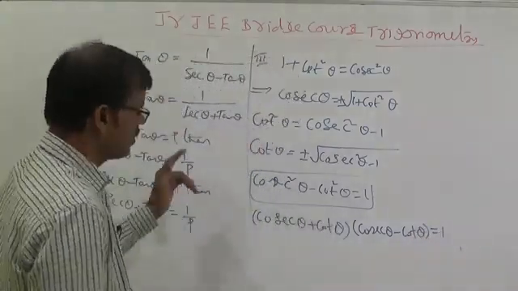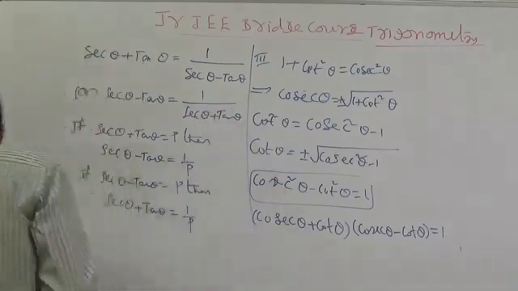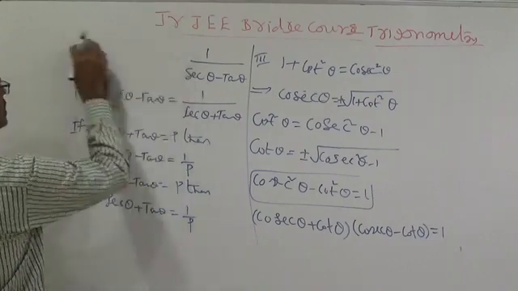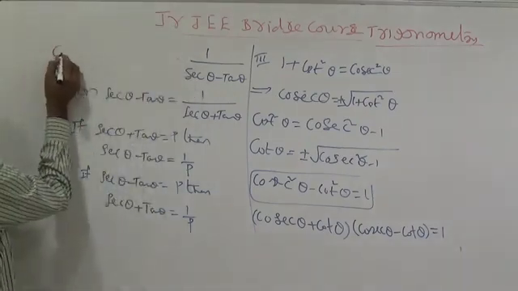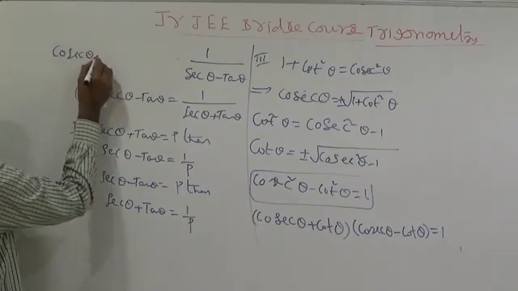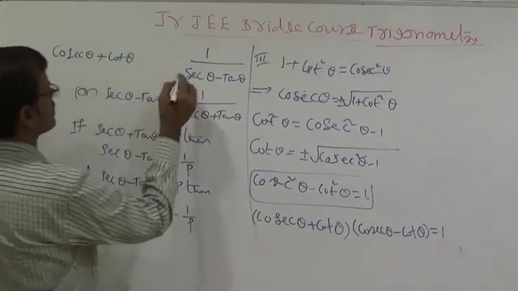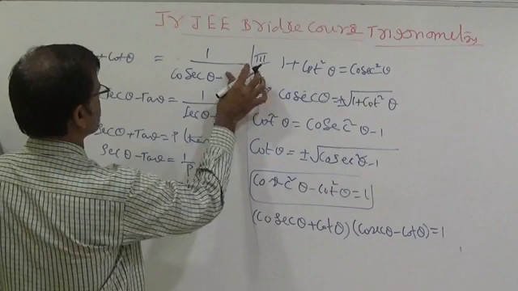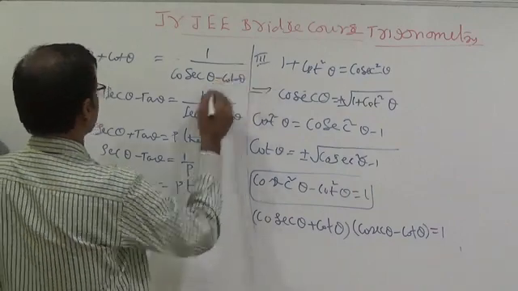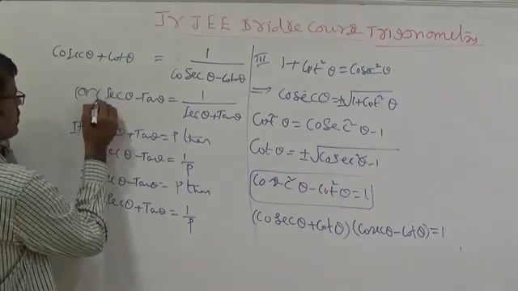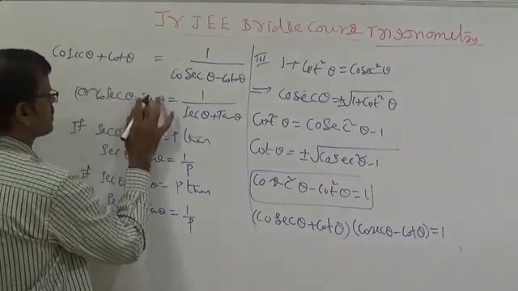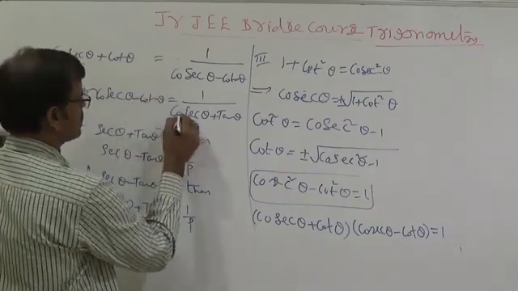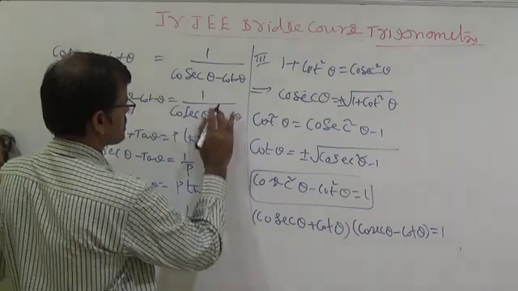In the similar way, using this formula, cosecant theta plus cot theta is equal to 1 by cosecant theta minus cot theta. Or cosecant theta minus cot theta is equal to 1 by cosecant theta plus cot theta.